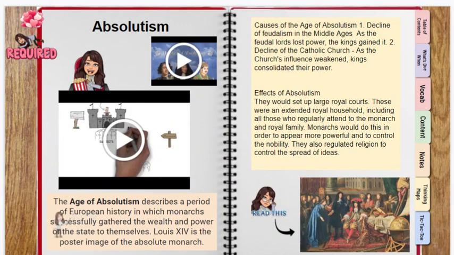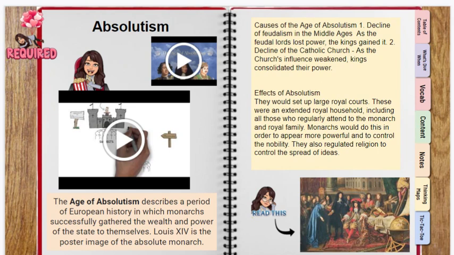So, the age of absolutism describes a period in European history where monarchs successfully gather wealth and power of state and consolidate it with themselves. So the causes of the age of absolutism are the decline of feudalism in the Middle Ages and the decline of the Catholic Church's power. And these are creating power vacuums that we've talked about, where now there is an opportunity for people to take the power that was once occupied by someone else.